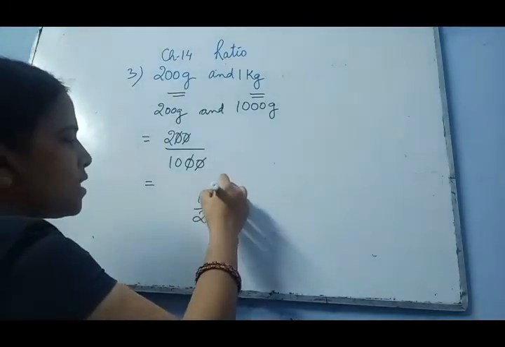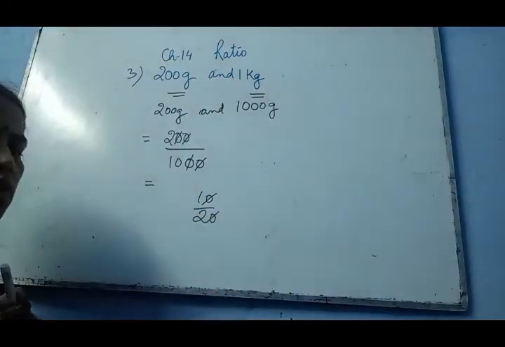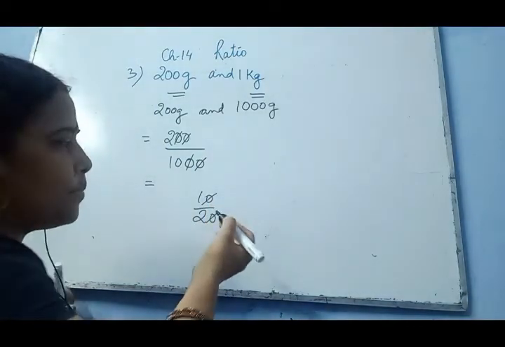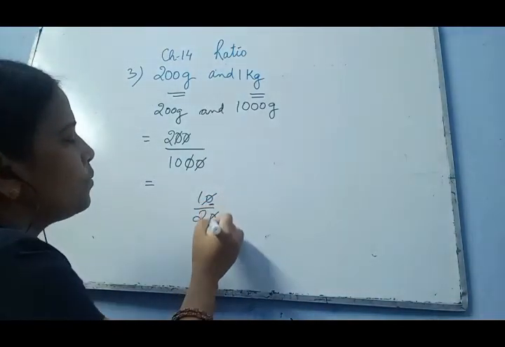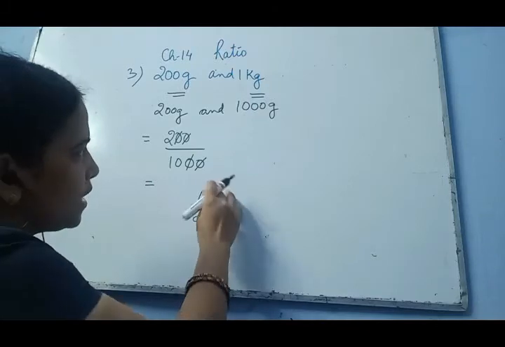We can cut this 0 and this 0. That means we are dividing both the numbers by 10.